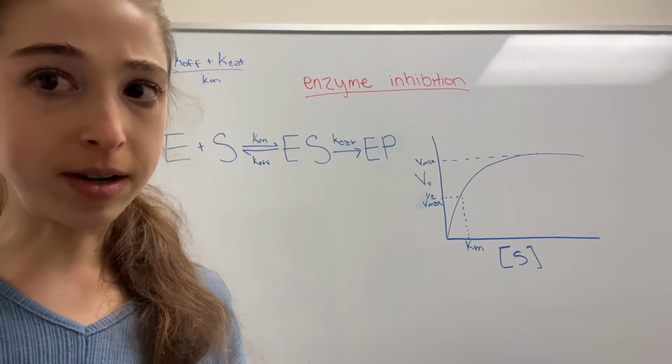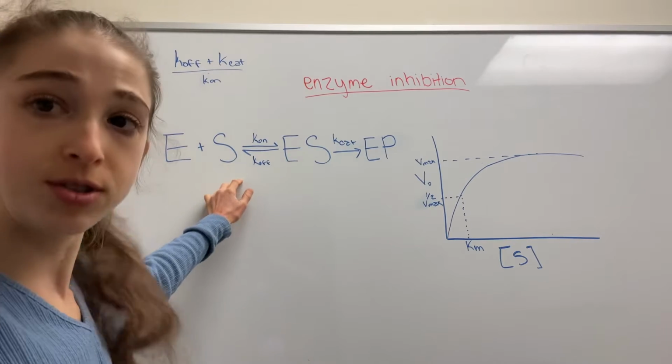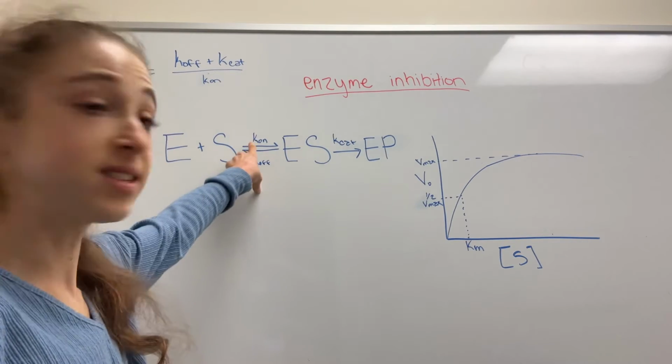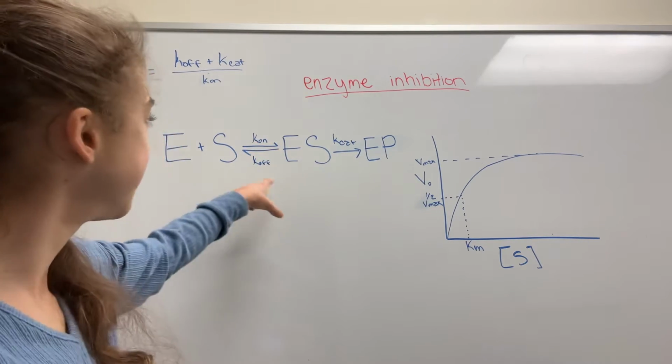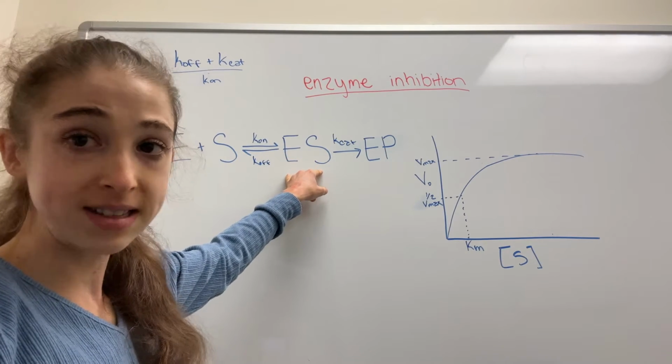Let's review enzyme inhibition. So we have a reaction. We have our enzyme plus substrate. They're going to bind, that's K on. They can unbind, it would be K off, but this is going to form your enzyme substrate complex.